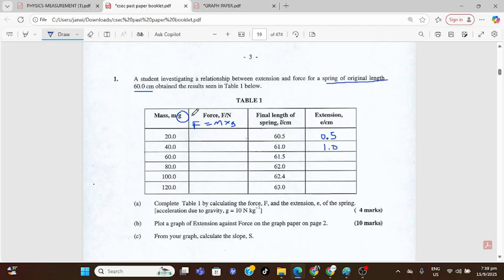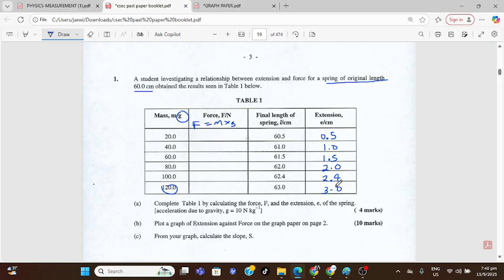Your original length was 60. We add more weight to it, it becomes 61.5. Therefore, extension is 1.5. Your original length was 60, then it becomes 62. Therefore, your increase in length is 2. Your original length is 60, you add more weight to it, it becomes 62.4. Therefore, your added length is 2.4. Your original length is 60, you add more weight to it, it becomes 63, therefore your extension is 3.